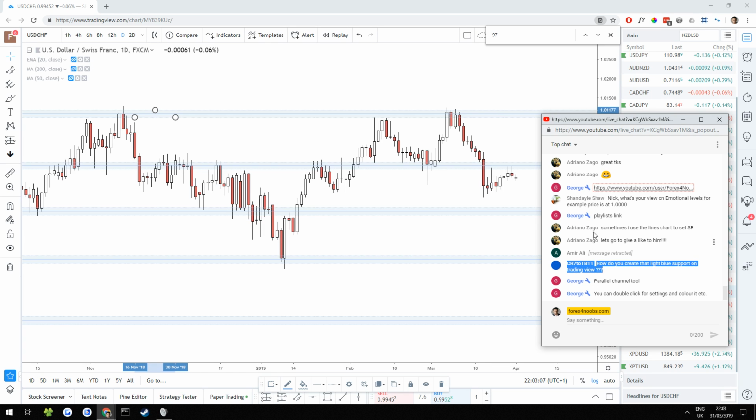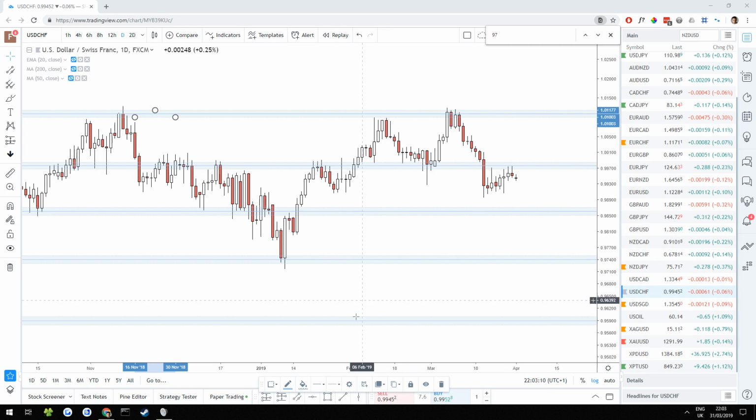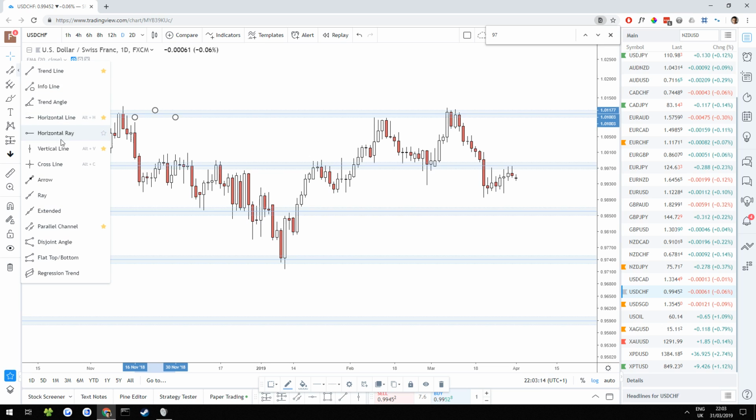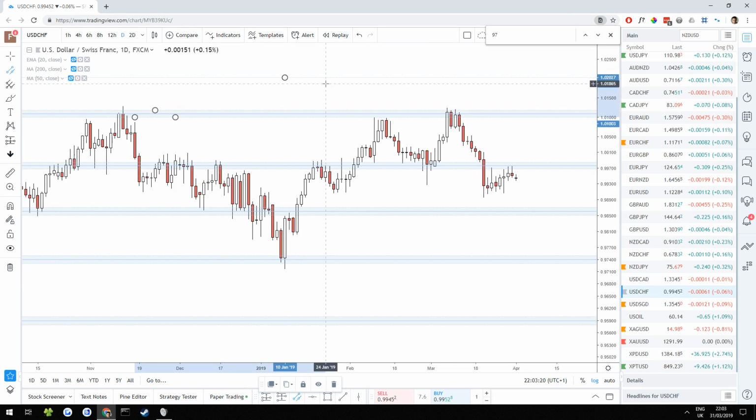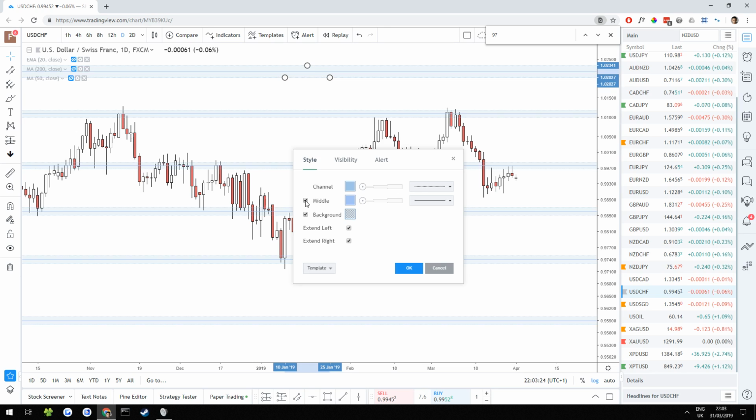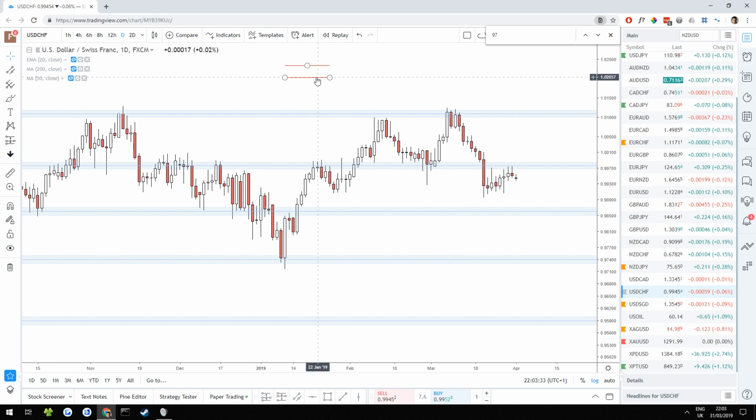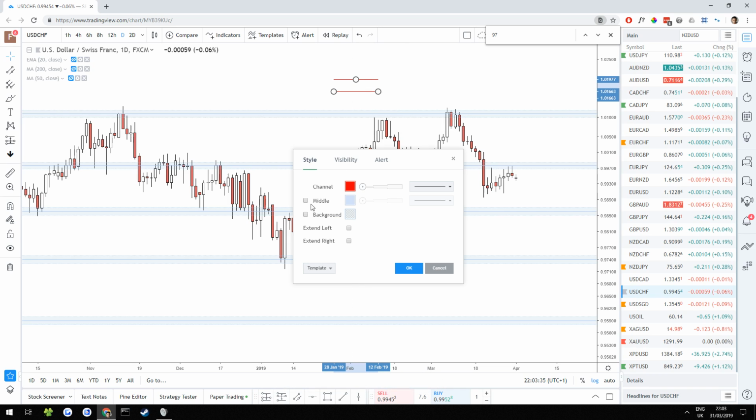How do you create the blue channels on your support resistance areas? I just use the parallel channel tool. If you pop out this set of tools here, the parallel channel tool is down here. The first time you ever place it on your chart, it's going to look a little bit different. It won't look like my one. I think it looks more like this. Something like that. Then you just have to change the settings.